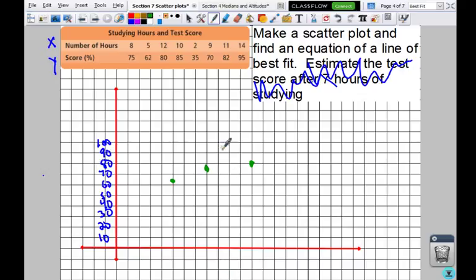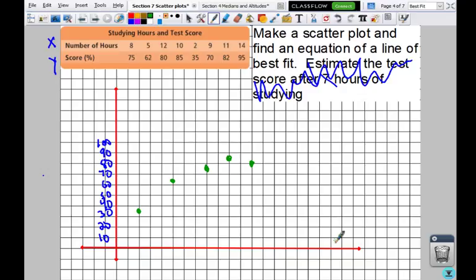Then we got 10, 85. Let's see, 10 and 85 is about right here. And we got this poor guy who only studied 2 hours and got 35 on his test. 2 and 35 is right there. I don't study. Okay, Luis got it. I didn't do any work.